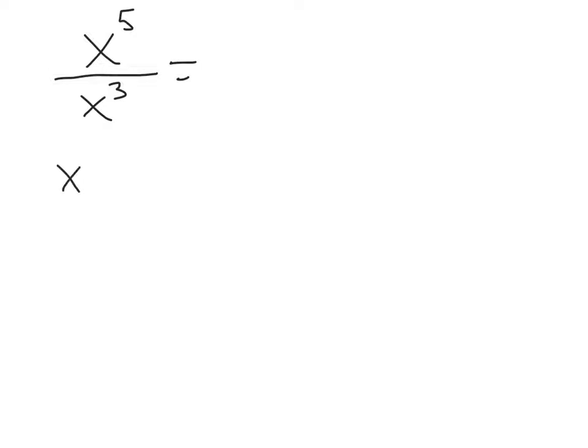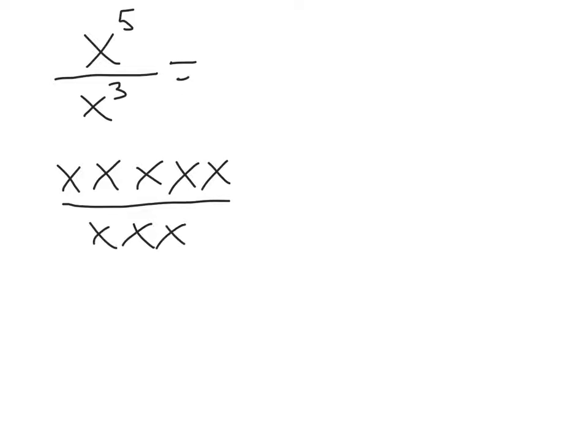X to the 5th is 5 x's multiplied together. And x to the 3rd is 3 x's multiplied together. Now, whenever I do this one, I kind of think of it as a battle, where the dividing line is my battle line, and I have these guys trying to fight these guys.